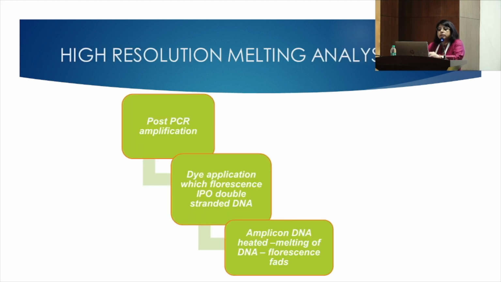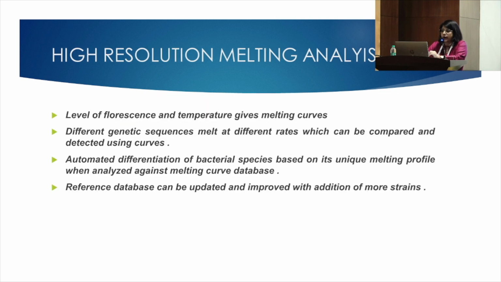This is a high resolution melting analysis. This is another post-PCR step which you can apply, and you can see at what temperature your DNA is melting. So that's the basic principle in simple language. You amplify your DNA, apply a fluorescence, and then you analyze it by melting it at a temperature. Different types of DNA will melt at different temperatures, and it will give you a curve that is matched with the database. So this is the basic principle of high resolution melting analysis. The level of fluorescence and temperature will give you melting curves.